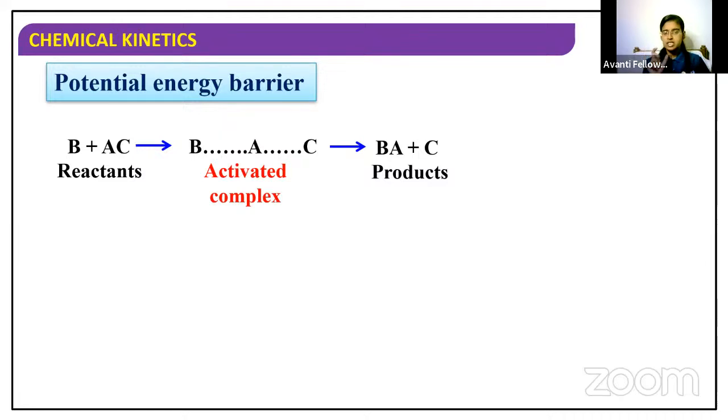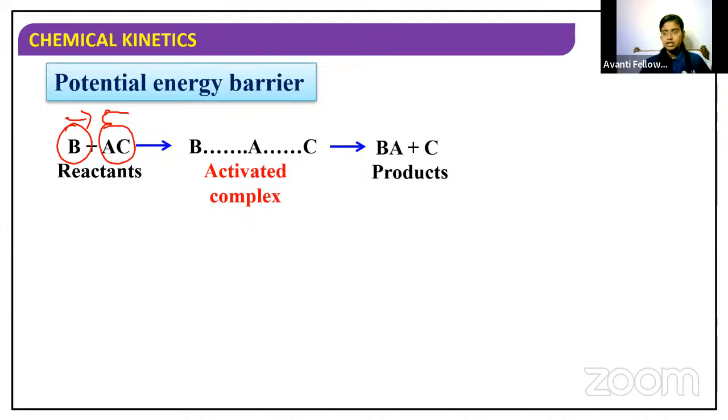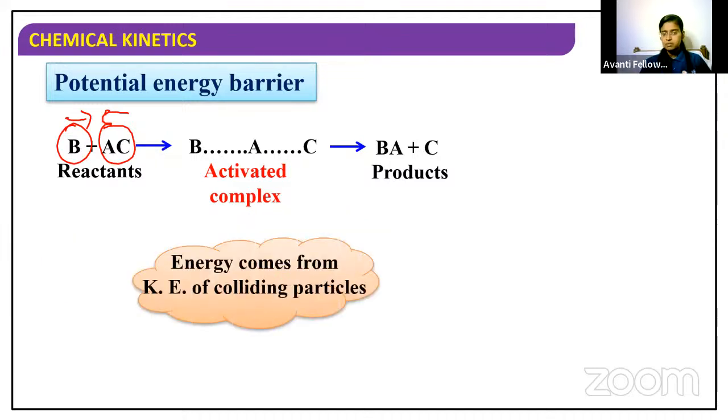No, so the activated species looks like this. This is the activated complex. So all the atoms require energy to overcome the repulsion between B and AC. If B and AC come closer to each other, there will be some repulsive force. So some amount of energy is required to overcome that repulsion. That energy comes from the kinetic energy of the colliding particles.